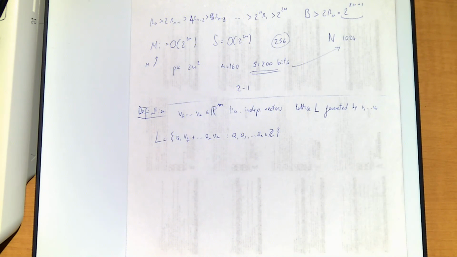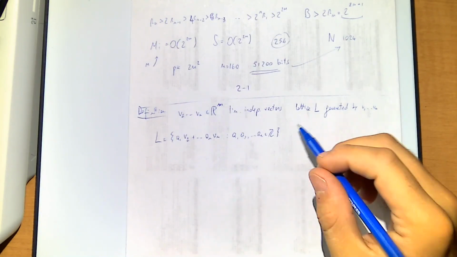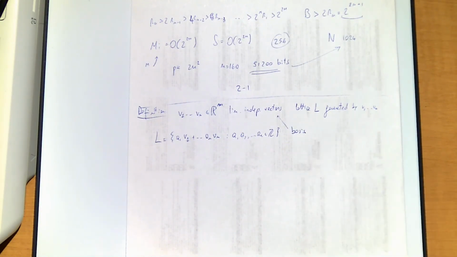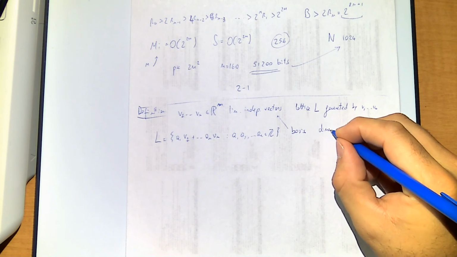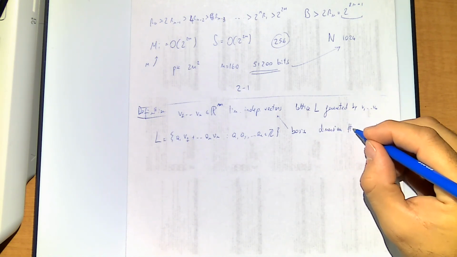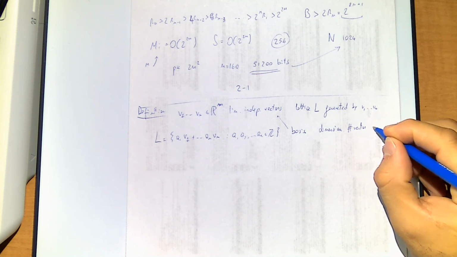All right. So a basis is any set of linearly independent vectors, of course. And the dimension is the number of vectors in a basis. In this case, n.